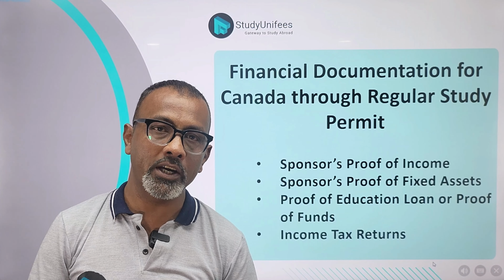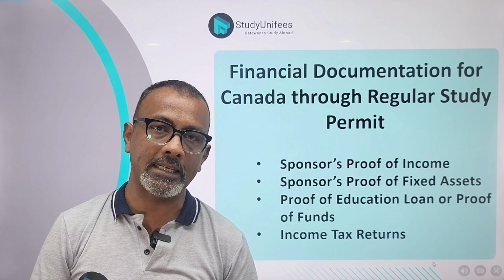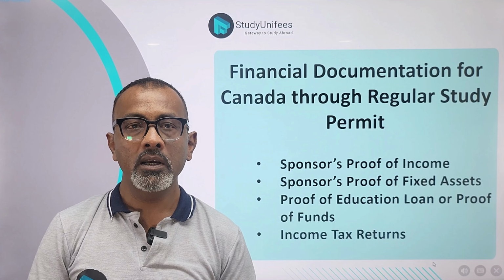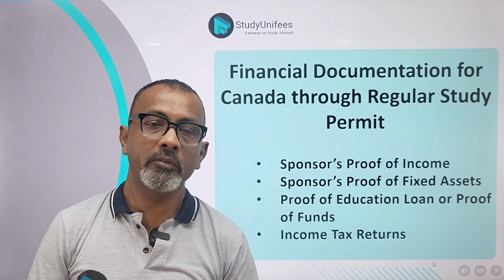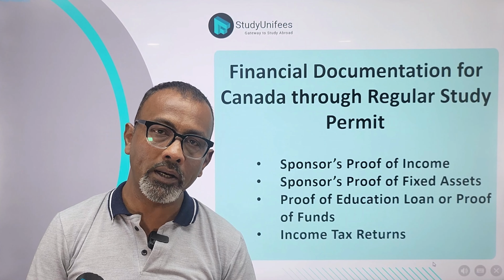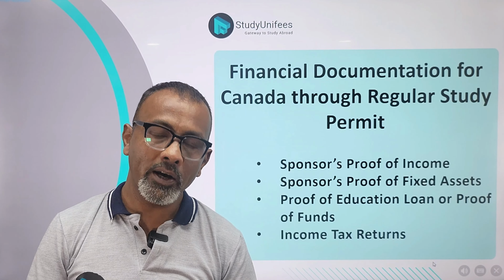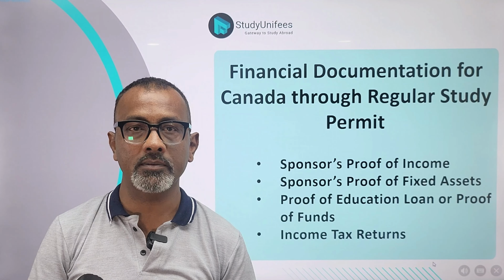If you've taken an education loan, make sure you include the loan sanction letter. If not, include a bank statement with a good transactional history and a closing balance with more than 1 year's full expenses. Lastly, make sure you have your sponsor's income tax returns.